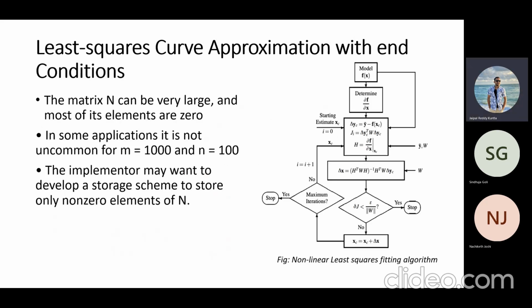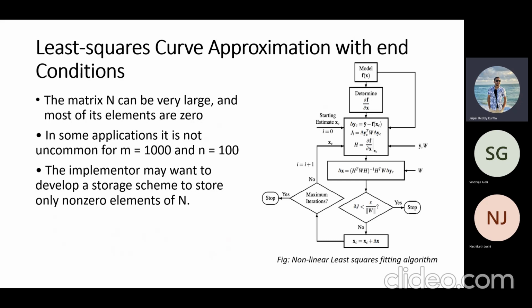So the matrix n can be very large, and most of these are zeros. In some applications, it is not uncommon for m equals 1000 and n equals 100. So here we are just considering m equals 1000 and n equals 100 to decrease the time span of the work, and for cost efficiency.